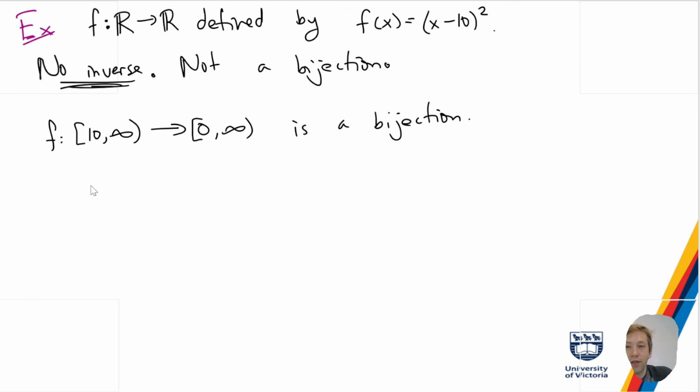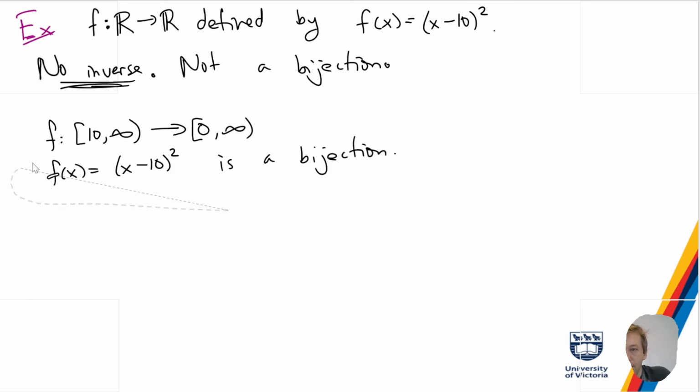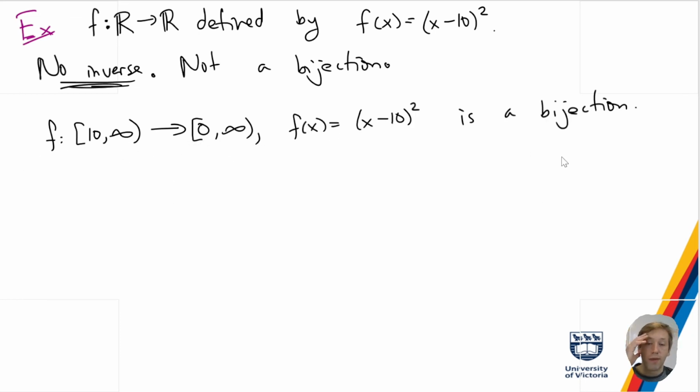So how do you get the inverse? By the way, I should have made this clearer. I'm defining this function the same way as before, so it's (x minus 10) squared. Maybe I'll move this around to make it a little bit clearer. Since this is a bijection, we can define its inverse. How do you get the inverse of a function? You might remember this from high school. You can take (x minus 10) squared, write it equal to y and then solve for x.